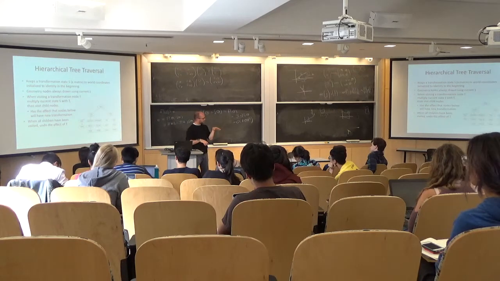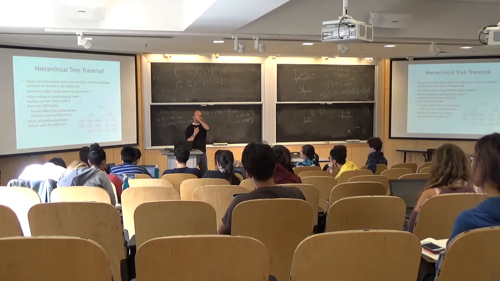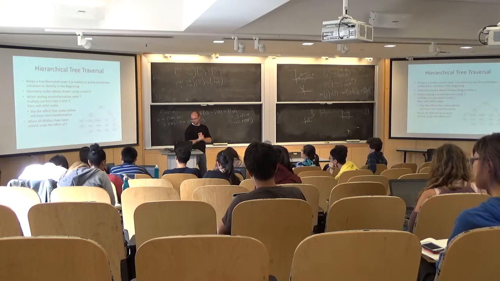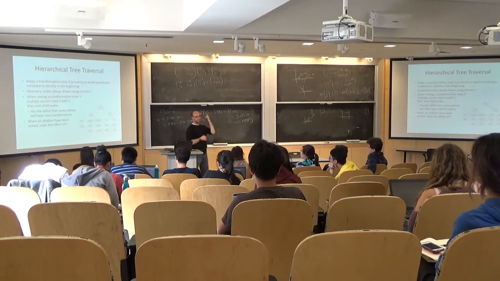Once you've visited each of your children, before you go back up the tree, you've got to undo the fact that you multiplied your current transformation. Incidentally, the thing I want you to think about for 5 minutes while we continue talking about hierarchical trees is how to undo.